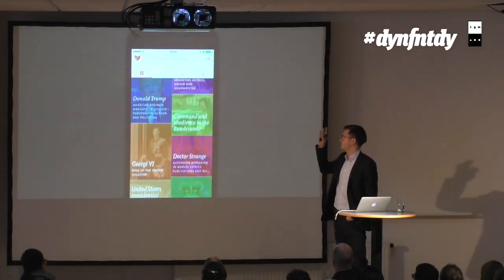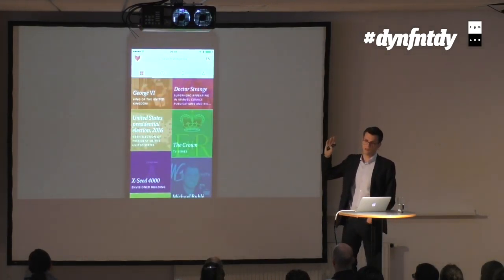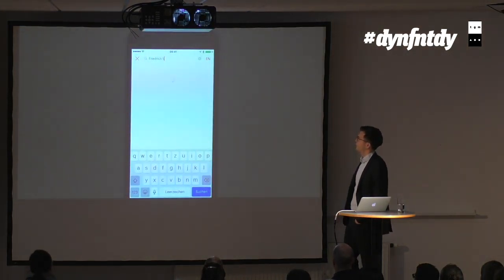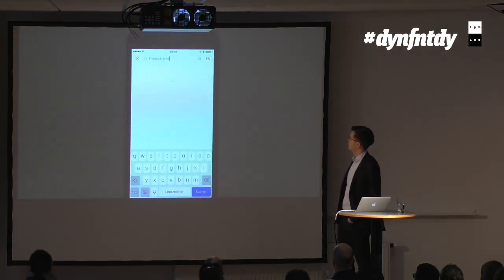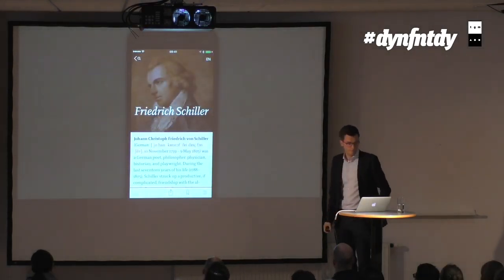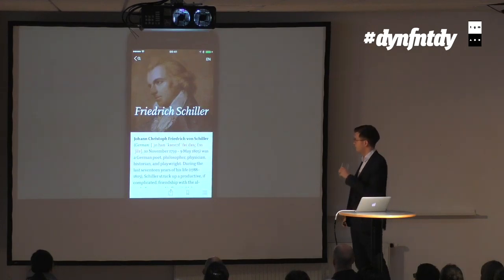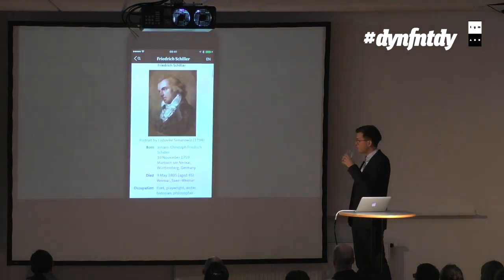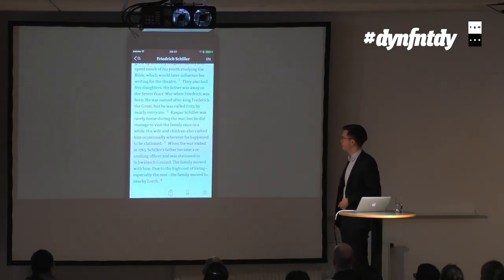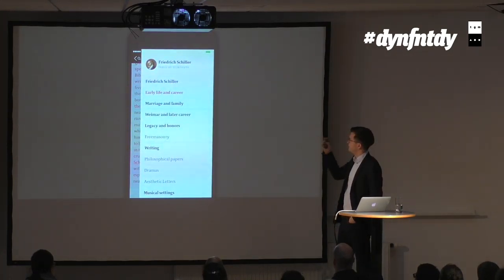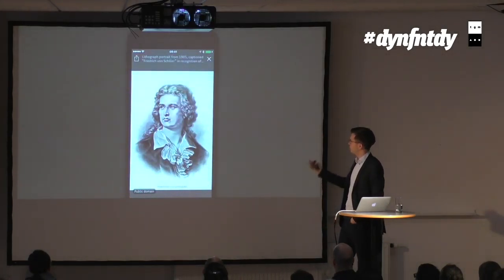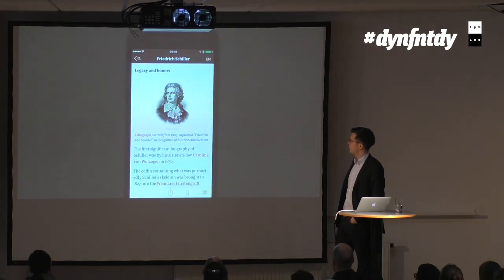So when you open the app, you get an overview of stuff that other people are reading right now. Articles that are popular. Then you can search for stuff like Friedrich Schiller, for example. There he is. My favorite feature is that you actually can read the text here. This is the table of contents where you can scroll to a specific part. You can zoom in onto the images.